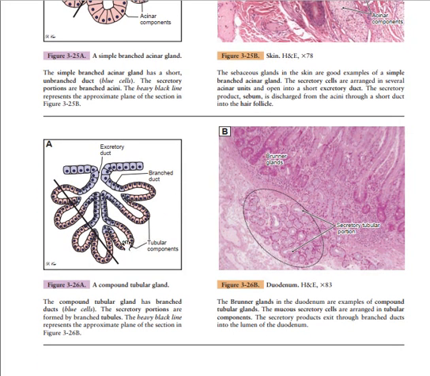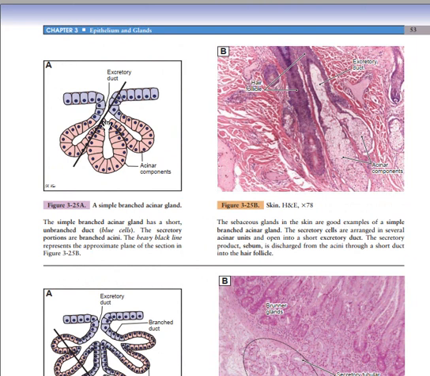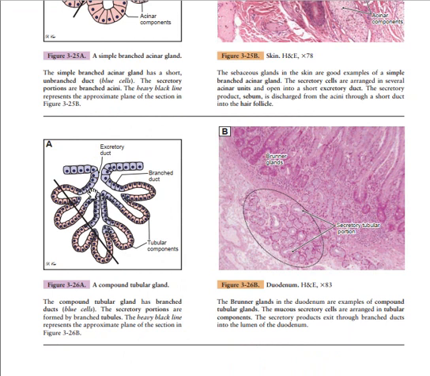Now the next one is the compound tubular gland. For compound, what happens is that each of them has an excretory duct. Are you seeing? Each of them has a particular excretory duct. For the simple branch, all of them have a common excretory duct, and only the acinus is the one that is branched. It is simple because it only has one duct, and then the acini are branched. Now it becomes compound when there are multiple excretory ducts.